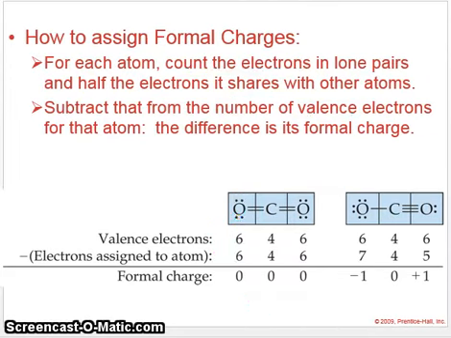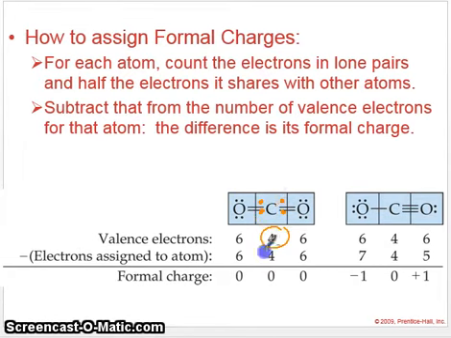If you take a look at the carbon, let's see if we can make it a little less messy. Carbon has brought 4 from the periodic table, and here in the bond, 2 of these belong to it and 2 of these belong to it, because half of the bond is yours. So carbon has 4 in the bonding arrangement, formal charge of 0.